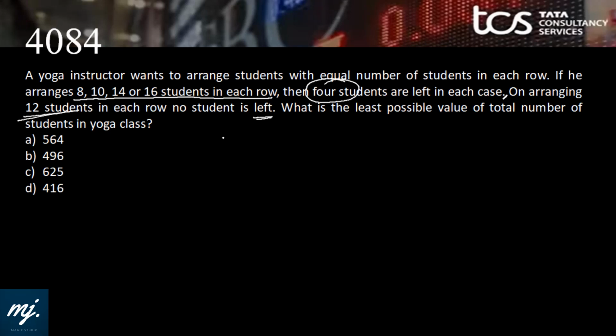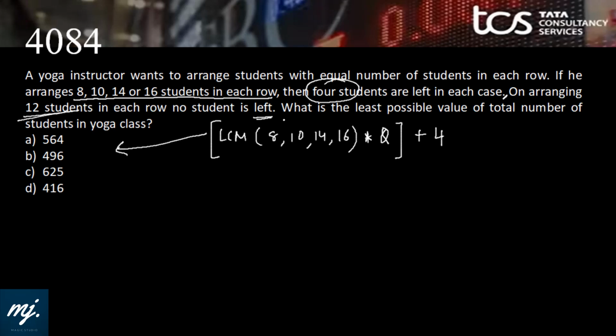We can go with the actual classical process, that is we need to find the LCM of 8, 10, 14, 16, and then multiply the LCM by Q, which is a natural number, and then add 4 to it. And then you can check which number in this format fits in, such that this number is also divisible by 12. But when there is a timer above us, why do we need to use this?